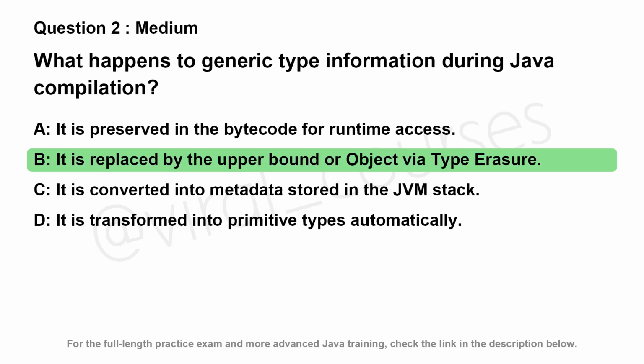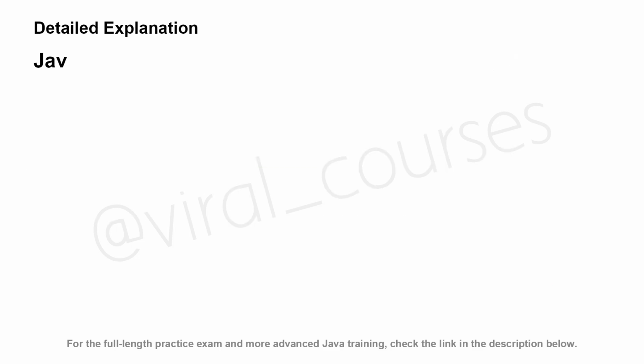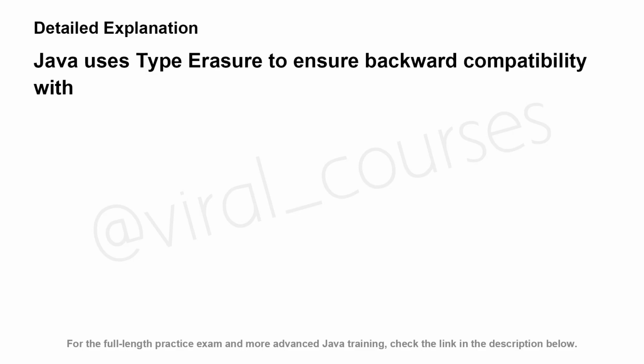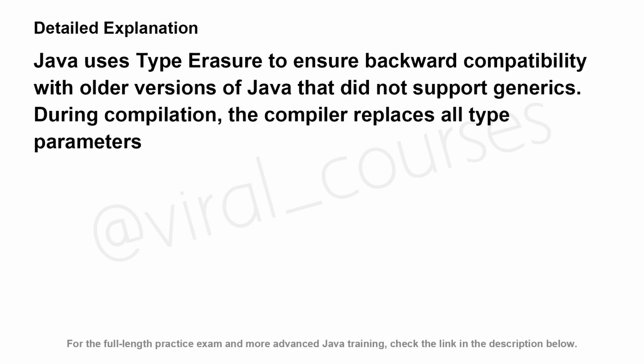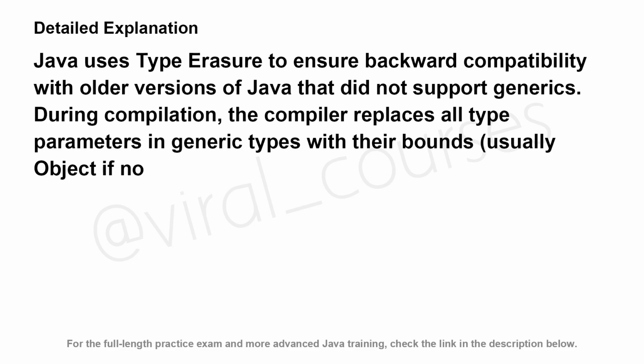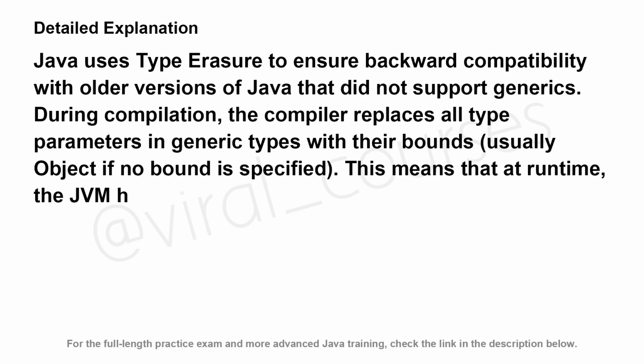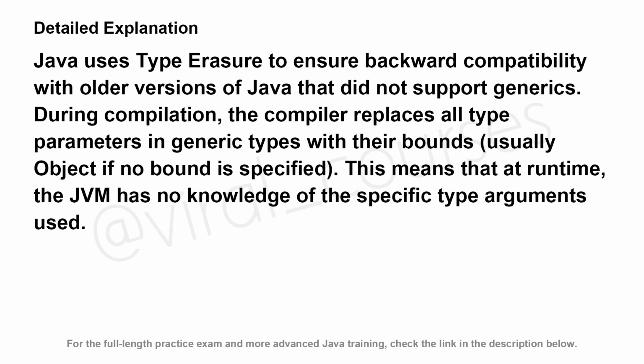The correct answer is B. Java uses type erasure to ensure backward compatibility with older versions of Java that did not support generics. During compilation, the compiler replaces all type parameters in generic types with their bounds, usually Object if no bound is specified. This means that at runtime, the JVM has no knowledge of the specific type arguments used.